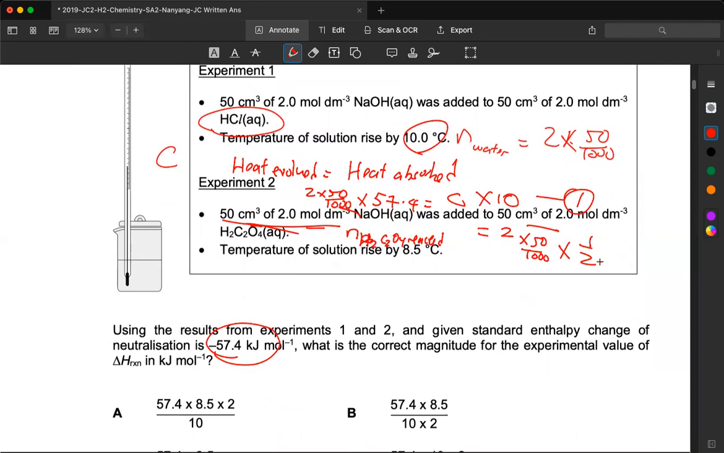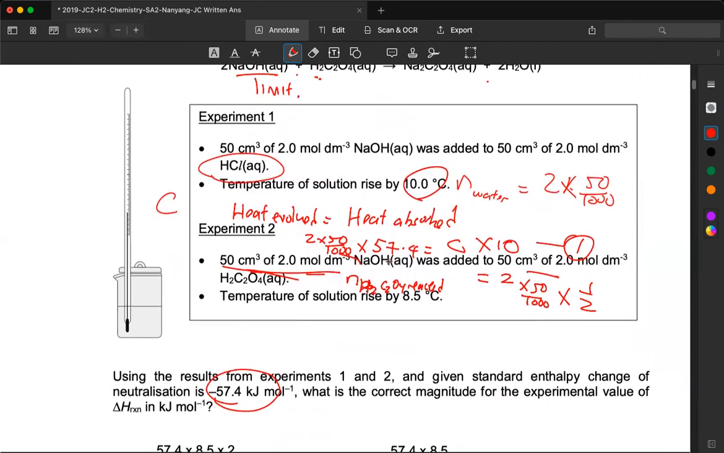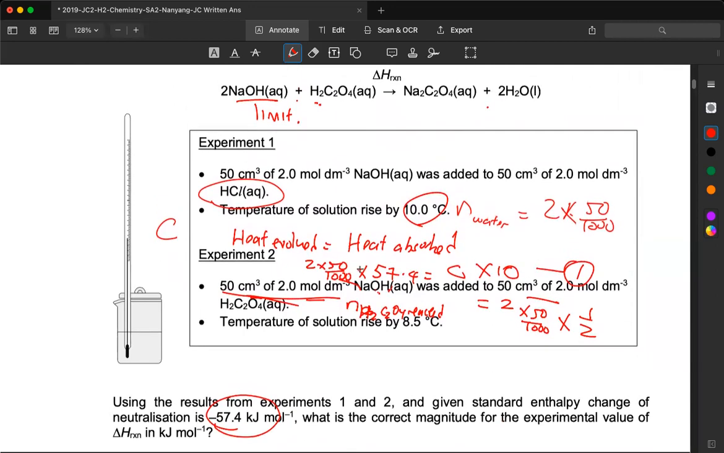Okay, so because this is the excess, this is the limiting, right? Correct, sorry. As NaOH is the limiting reagent, the number of moles of H2C2O4 reacted is half of this. So this is actually how much really reacted.